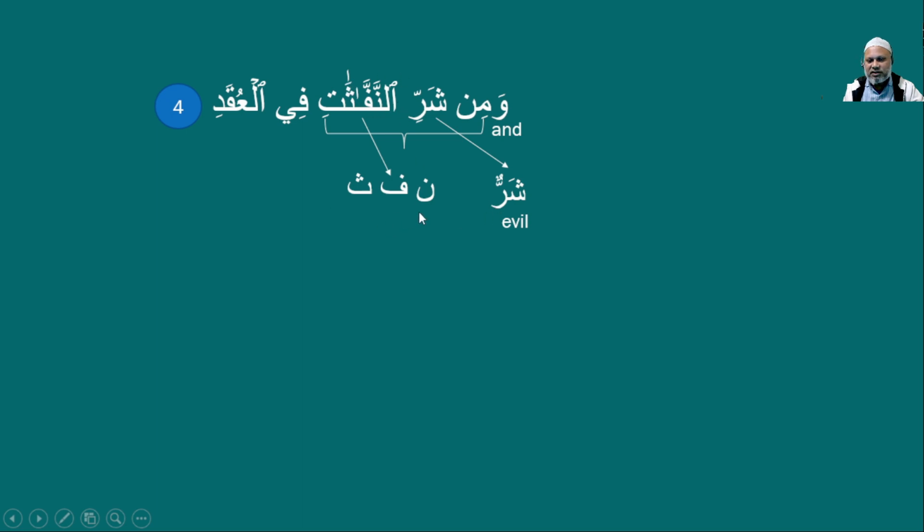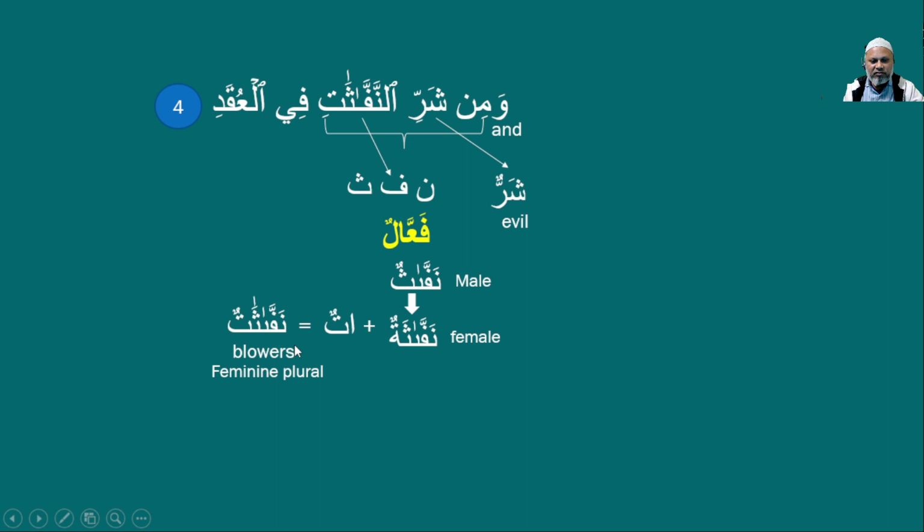This word comes from nun, fa and tha, and it follows the pattern fa'alun. If we replace it, we will get naffathun. This is the male word. If we want to make it female, we have to add ta marbuta, and it will be naffathatun, singular female. Now to make it female plural, we add atun, then it will be naffathatun, which means blowers, feminine plural. Now put al, it will be an-naffathatu, the blowers.